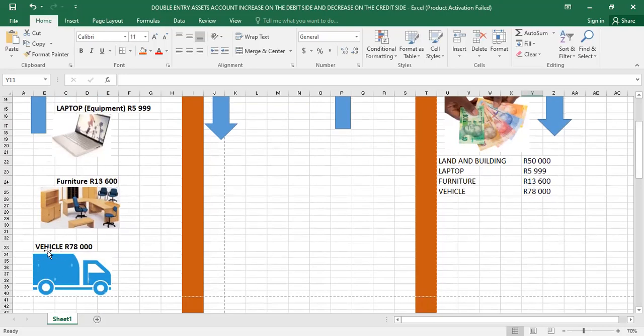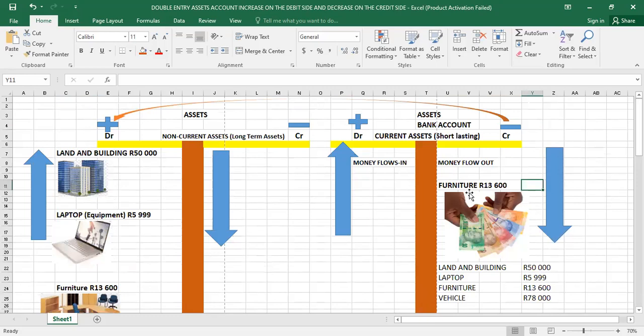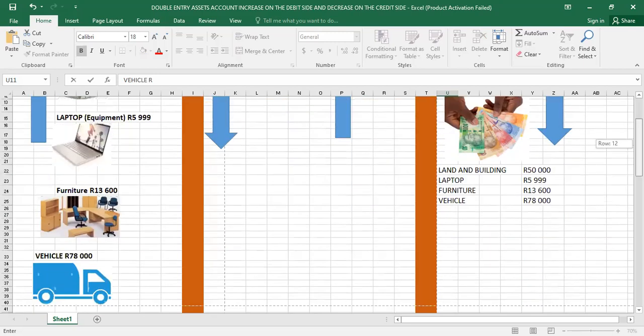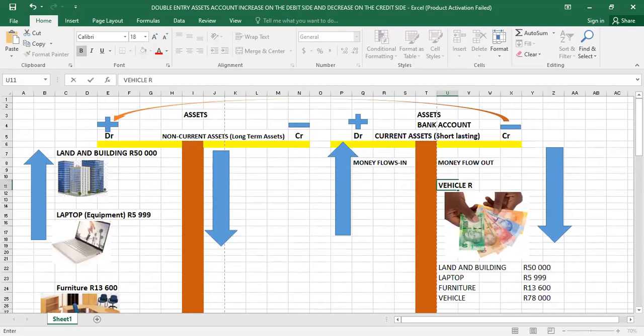Now let us go and buy a vehicle, which is one of the non-current assets that we are going to be having in order for us to generate more income within our business. What is it that we are buying? We are buying a vehicle in the form of a truck, a vehicle that is worth 78,000.